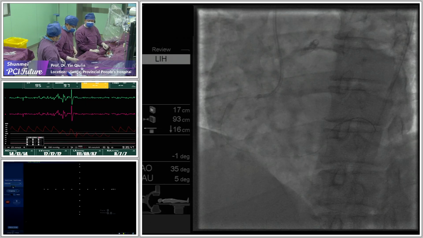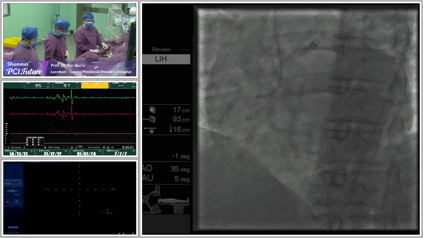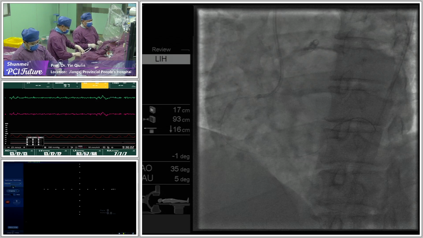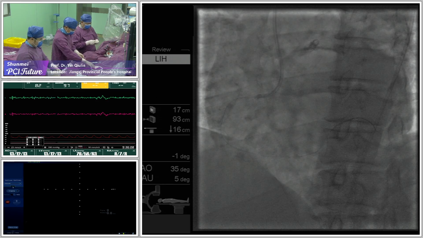Yeah, are we totally sure about that? We should check. There's a lot of resistance outside of the stent, and inside the stent. We should check in a different position.